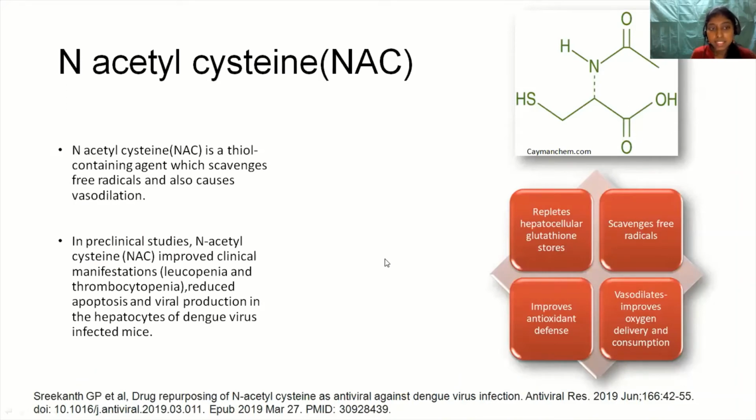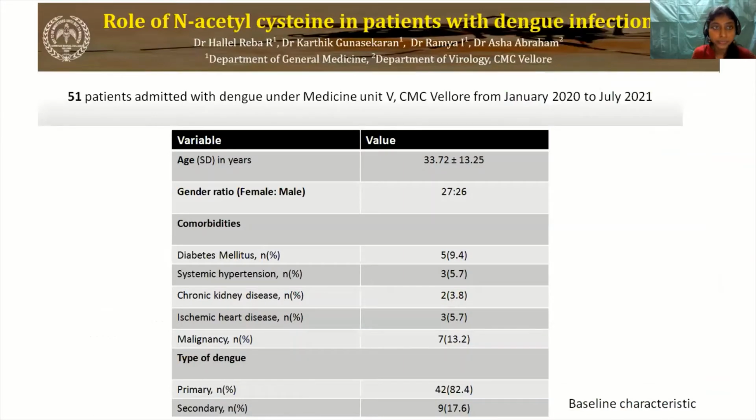Now, N-acetylcysteine is a thiol-containing agent which scavenges free radicals and also causes vasodilation. In preclinical studies, N-acetylcysteine has been shown to improve clinical manifestations like leukopenia and thrombocytopenia, and has also reduced apoptosis and viral production in the hepatocytes of dengue virus infected mice. So what are the mechanisms by which N-acetylcysteine acts? It repletes the hepatocellular glutathione stores, scavenges free radicals, improves antioxidant defense, and also causes vasodilation. It improves oxygen delivery and consumption.